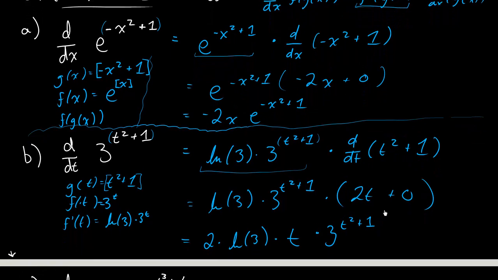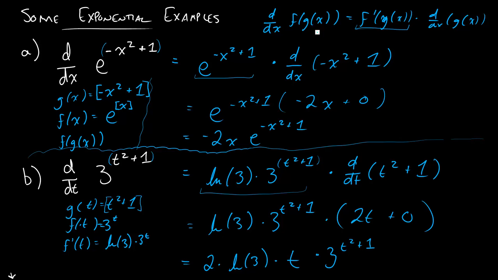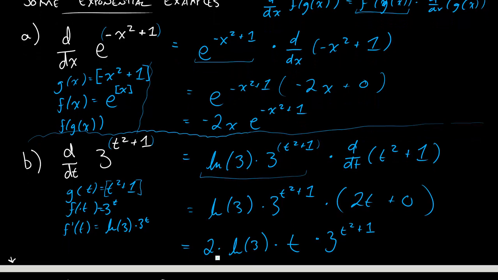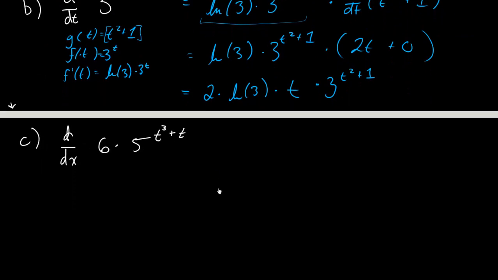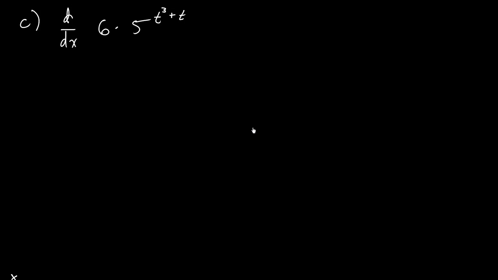All right, so let's look at one more example, but just remember we're following this general form of taking the derivative of your outer function, kind of your easier one in this case, and then multiplying it by the derivative of your inner function. So here's another one. So let's decompose it again.